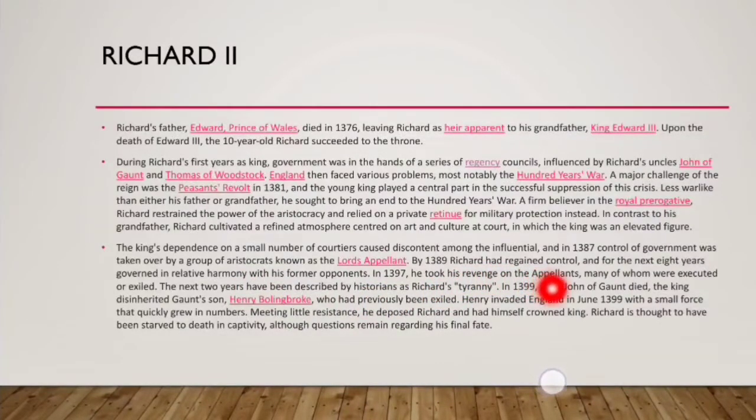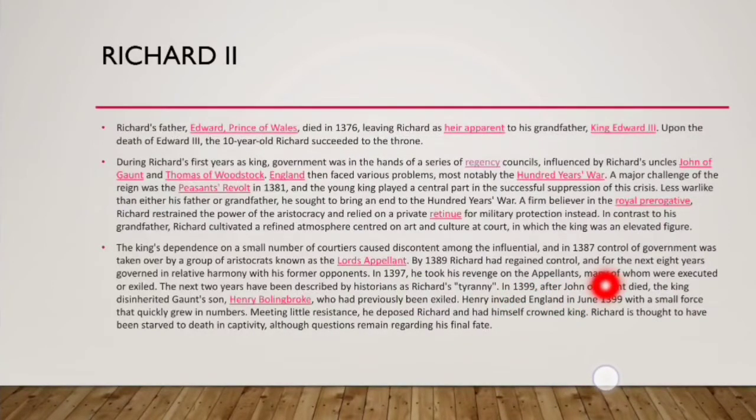Henry invaded England in June 1399 with a small force that quickly grew in numbers. Because of Richard's tyranny, people were in favor of Henry Bolingbroke rather than Richard. Meeting little resistance, he deposed Richard and had himself crowned the king. So he met with little resistance, because by that time people were fed up with Richard's tyranny, and even the aristocrats were with Henry Bolingbroke. Even the aristocrats supported Henry Bolingbroke, and it was easy for him to dispossess Richard. So he deposed Richard and had himself crowned the king.